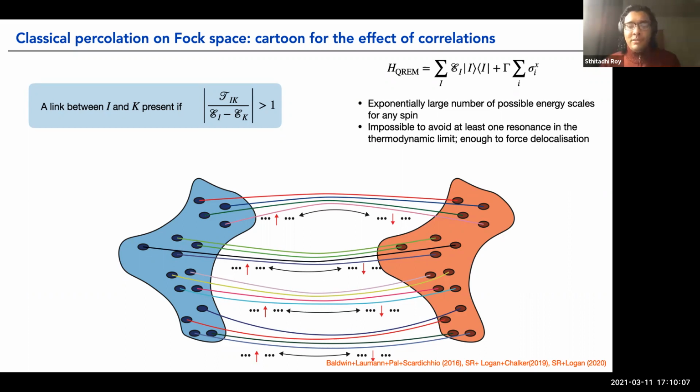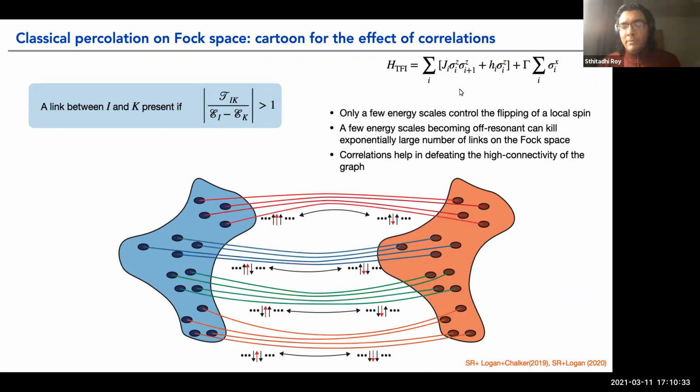In fact, although this is a classical calculation, you can do a quantum calculation using the forward scattering approximation, which is what this paper by Antonello Scardicchio and his collaborators did. They had the same idea, except that here the resonance has a classical meaning. In their case, the resonance had a quantum meaning, that one resonance is enough to delocalize your quantum random energy model. But now let's turn to the disordered spin chain.